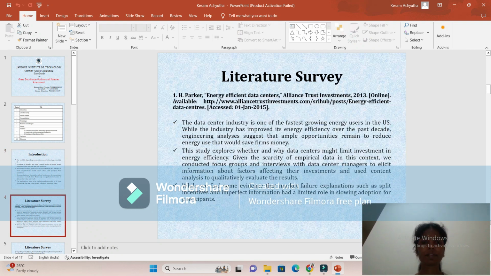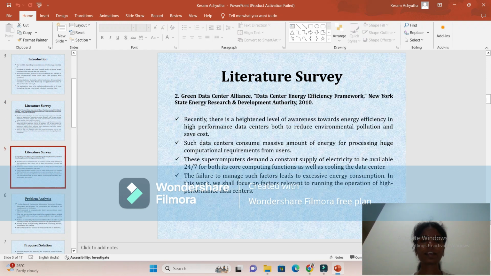This is a literature survey we had collected on energy efficient data centers. The data center industry is one of the fastest growing energy users in the US. While the industry has improved its energy efficiency over the past decade, engineering analysis suggests ample opportunities remain to reduce energy use and save money. The study explores why data centers might limit investment in energy efficiency, given the scarcity of empirical data in this context.